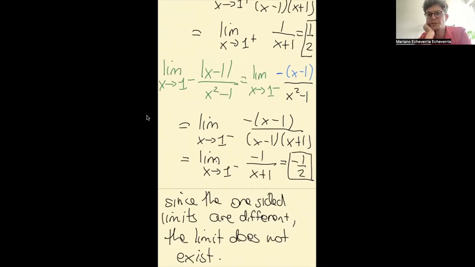Is that making sense? Any questions about this?